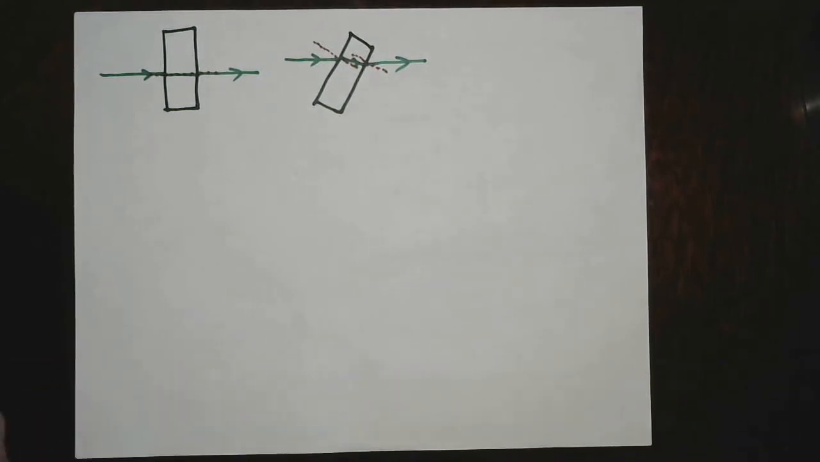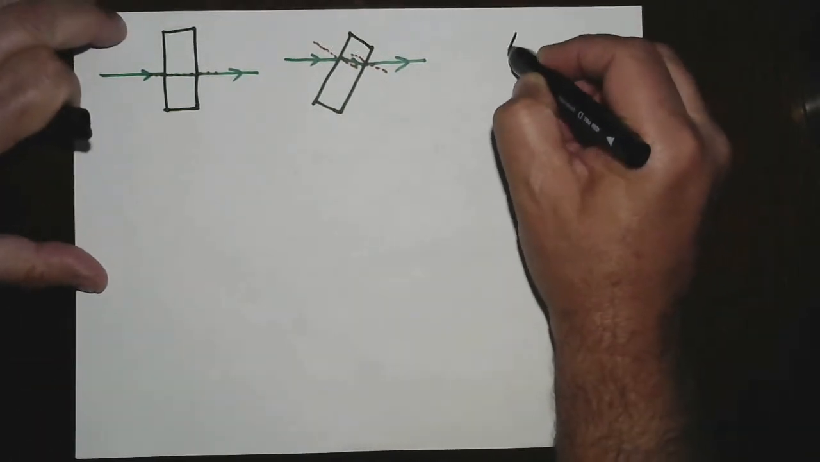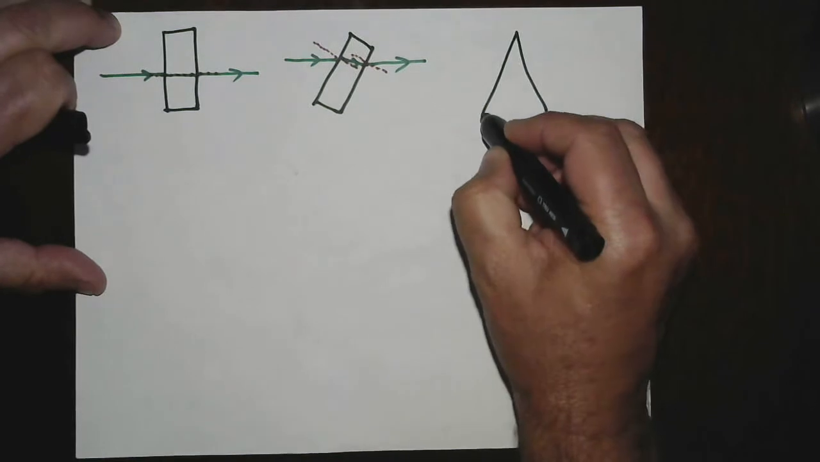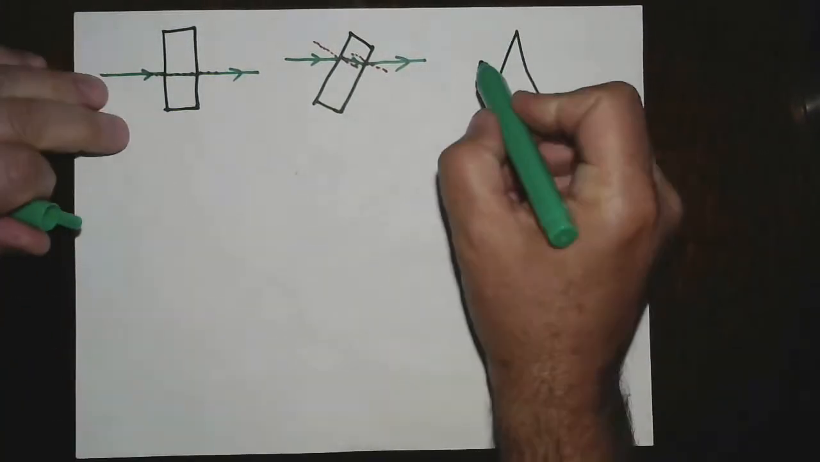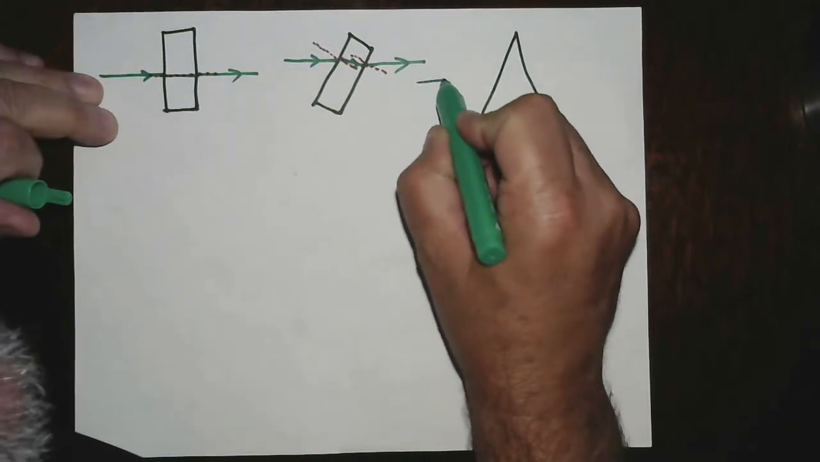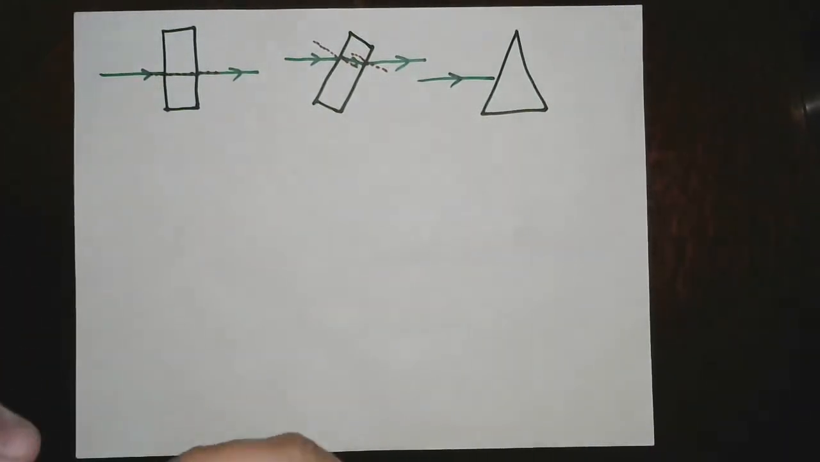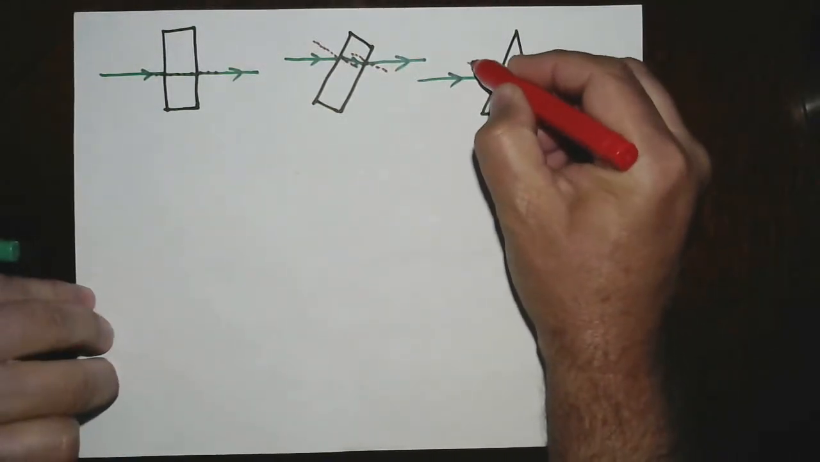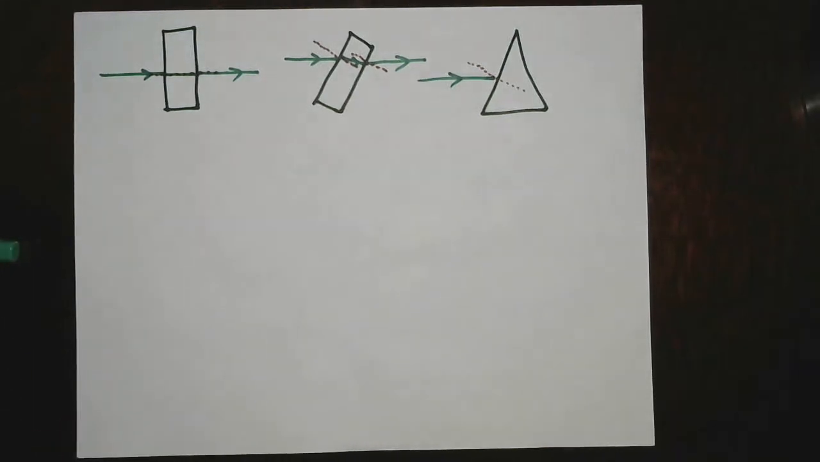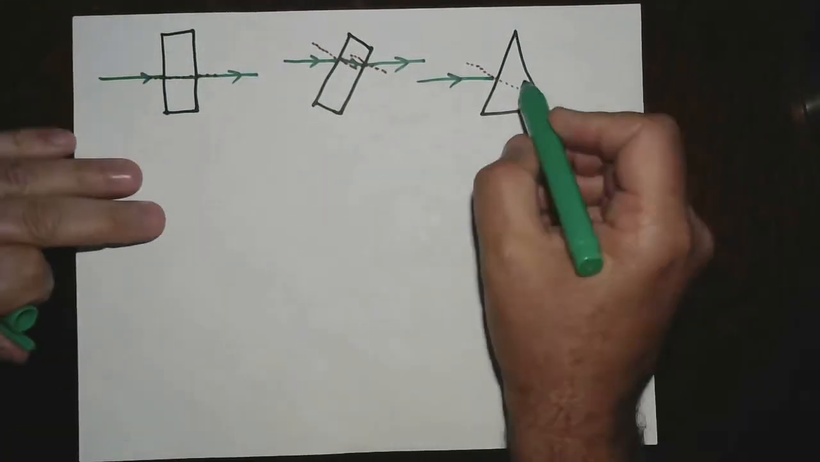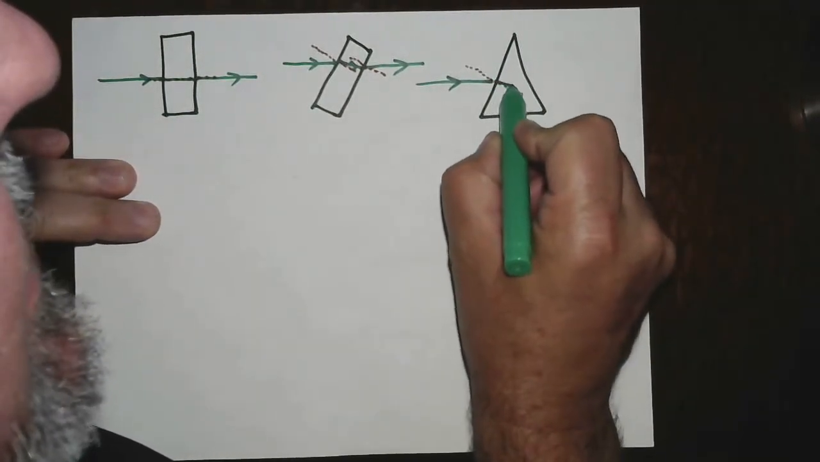But let me be clever here. What if I made a piece of glass that was triangular in shape? And I brought a piece of light into this triangular shaped piece of glass, like that. Okay, now we're hitting a tilted surface like we were there. And so the light, instead of continuing straight, is going to bend down towards the normal a little bit. So instead of straight, it's going to bend down this way.